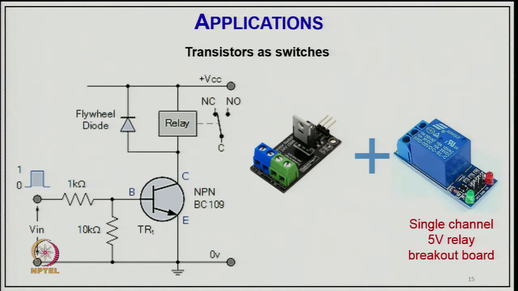Why is the freewheeling diode provided? Because this relay coil is an inductive circuit. So, if you suddenly switch off, there should be a path for the current for a short period, because there is stored energy in the relay.